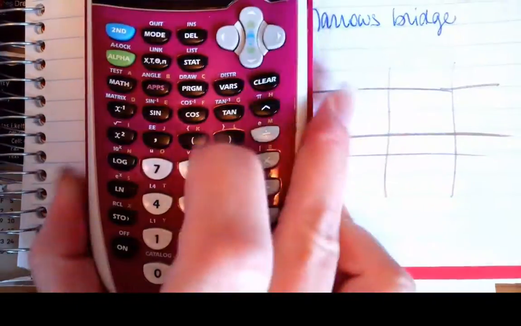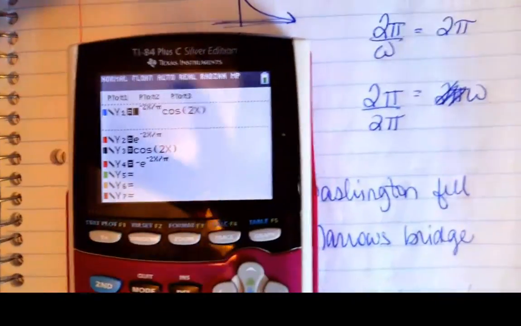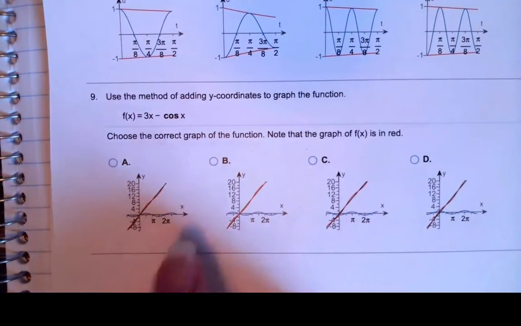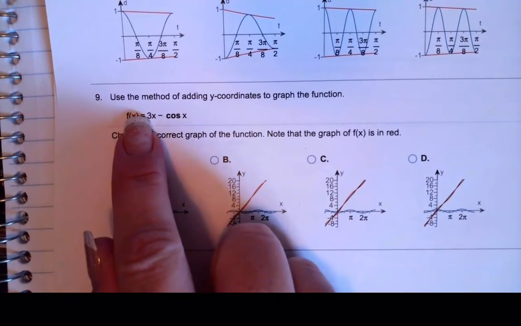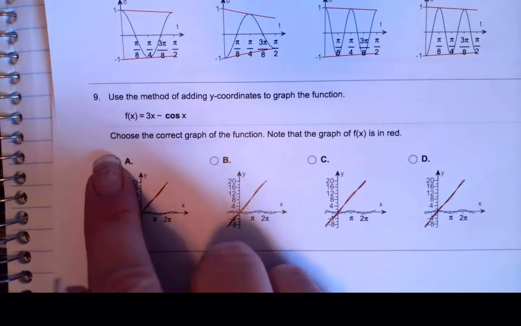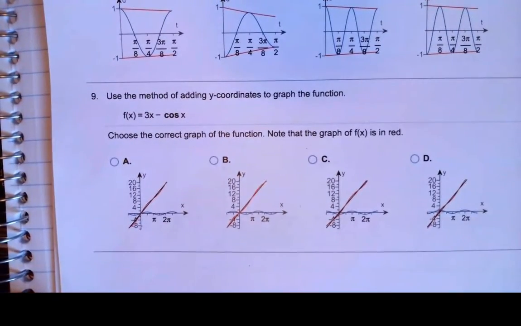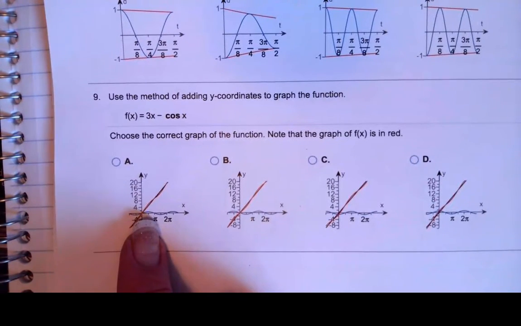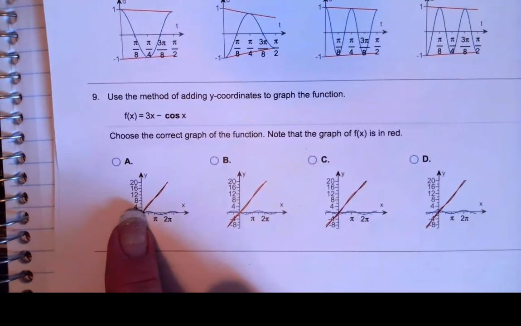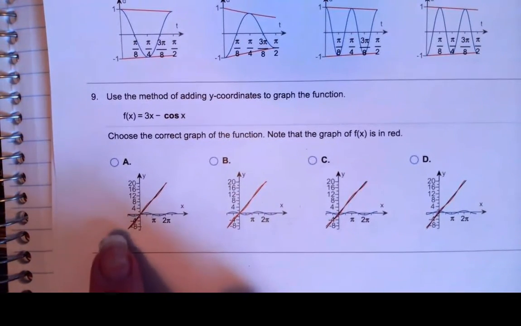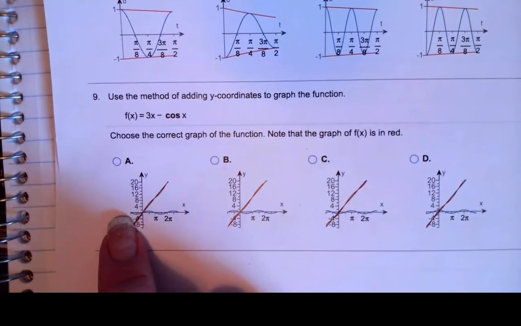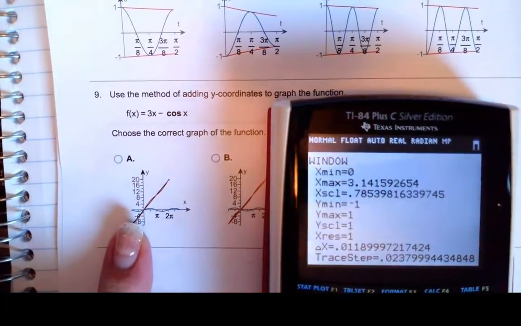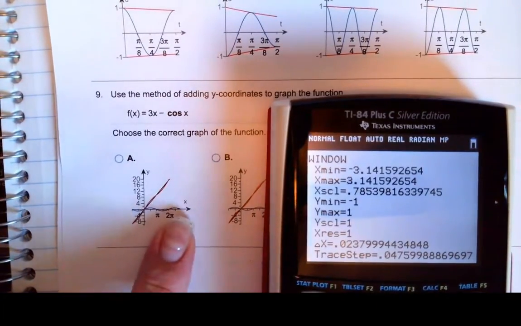Now, if we're going to actually do this in the calculator, let's go back up here. Okay, so what I see is I'm going to go ahead and graph 3 different things. I'm going to graph 3x, I'm going to graph negative cosine x, and I'm going to graph 3x minus cosine x on the third line. So I just have to determine what my increments are. So my increments look like they're in terms of pi. So I'm going to go from negative pi to 0 to pi to 2 pi to 3 pi. So my increments are going to be in terms of pi. So I want my window to go from a negative pi to a positive 3 pi.